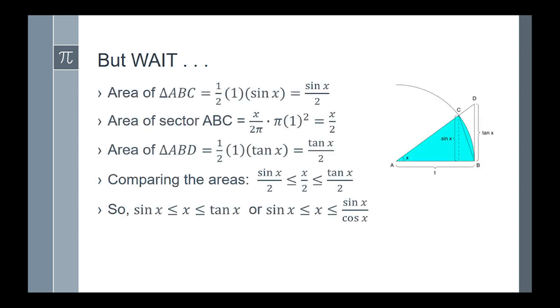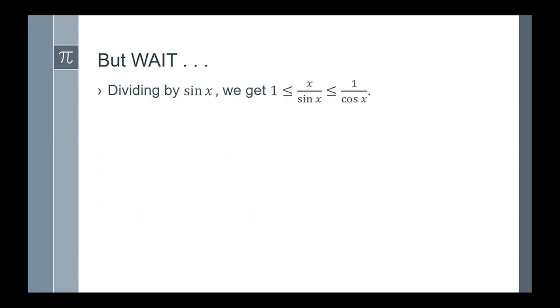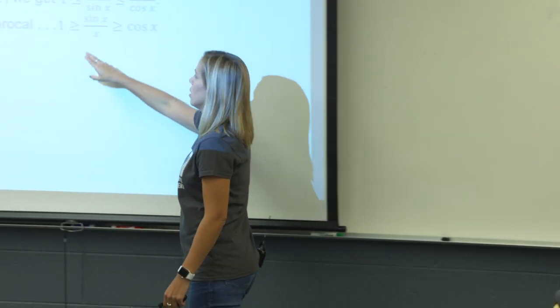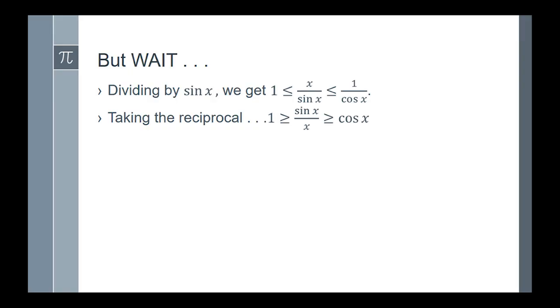Taking this last one right here, we're going to divide by sine of x. Sine of x divided by sine x is 1. Then we get x over sine x, and we get 1 over cosine of x, because the sines from sine x over cosine x have canceled. Taking the reciprocal of this, we have 1 is greater than or equal to the sine of x over x, which is greater than or equal to the cosine of x.